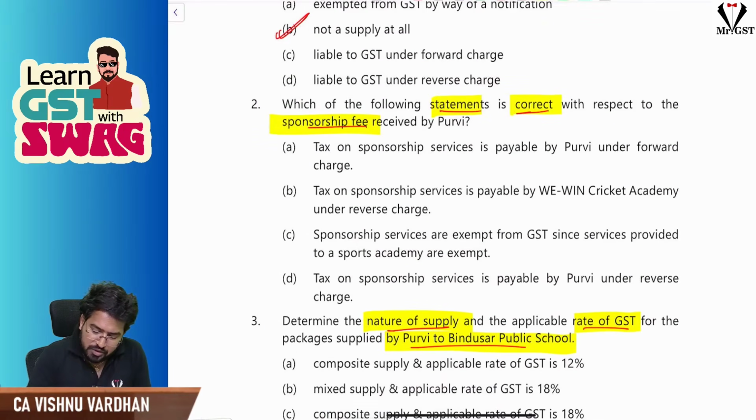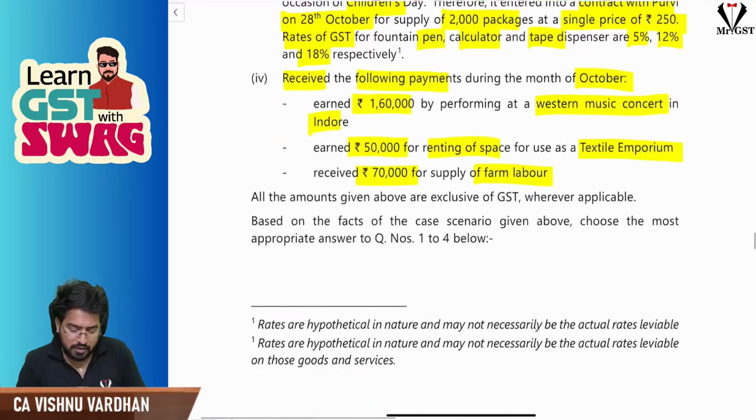With respect to sponsorship, tax on sponsorship is payable by Purvi under forward charge. Wrong. Tax on sponsorship is payable by the recipient under reverse charge. Perfect. This is the answer. Okay. Next.